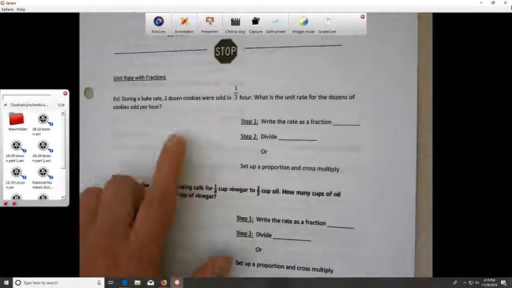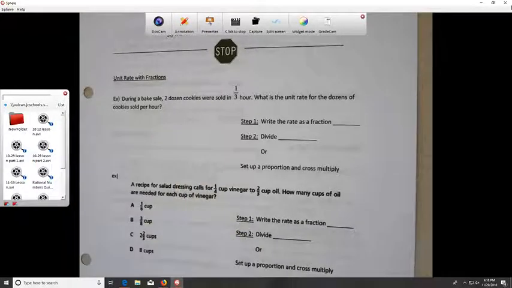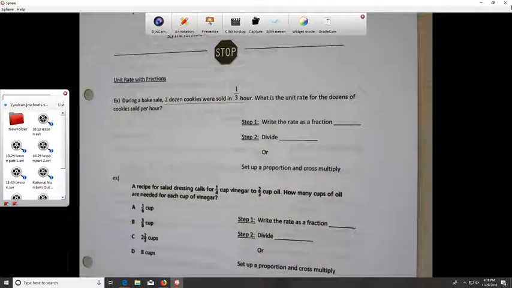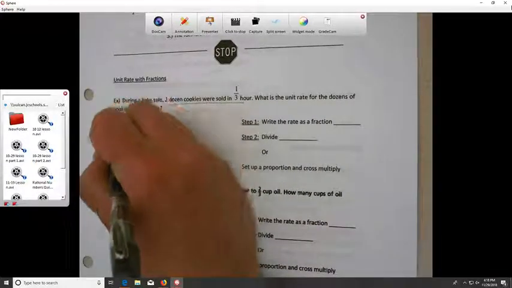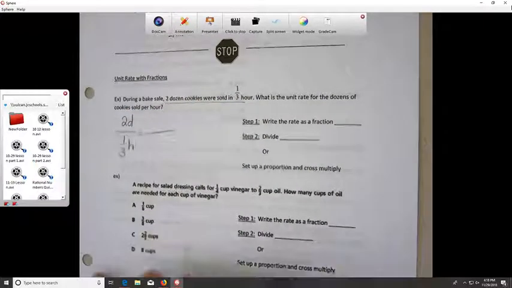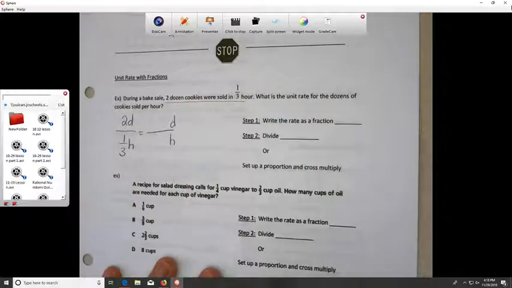So the first question here says, during a bake sale, 2 dozen cookies were sold in 1/3 of an hour. What's the unit rate for dozens of cookies sold per hour? So I'm just going to set up a proportion, and I'm going to start with the ratio that they give me and write that as a fraction. So I'll have 2 dozen in 1/3 of an hour. And then I'm going to line up my units. So I'll have dozens on the top and hours on the bottom.